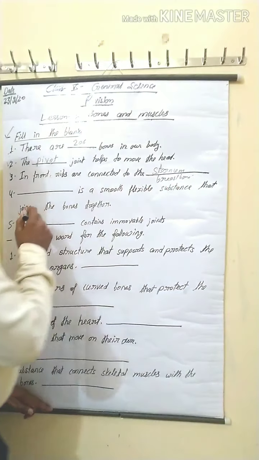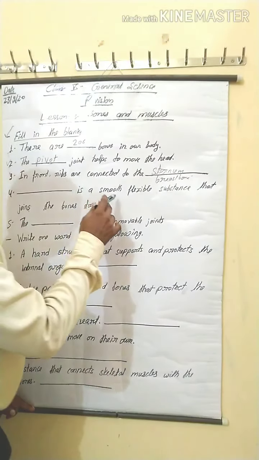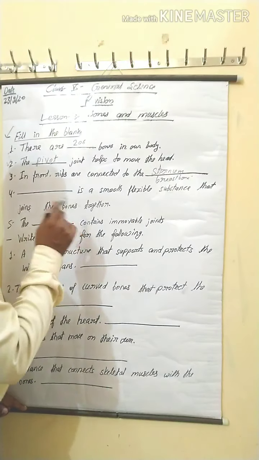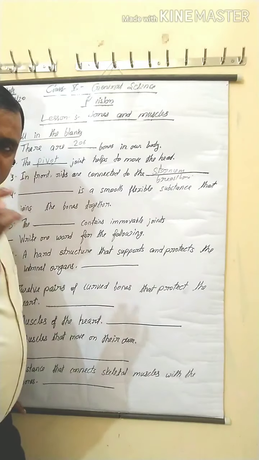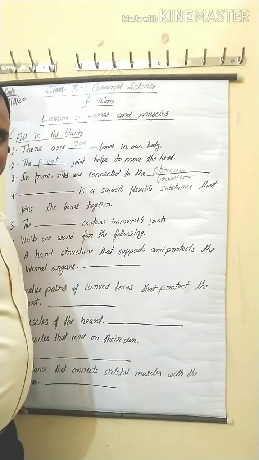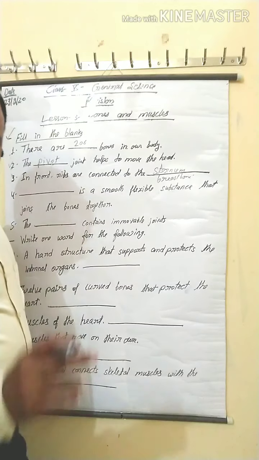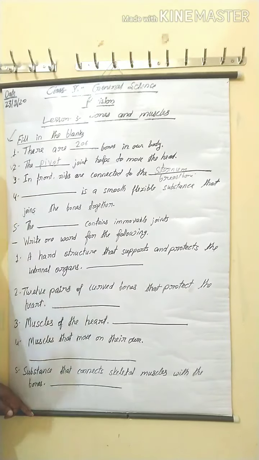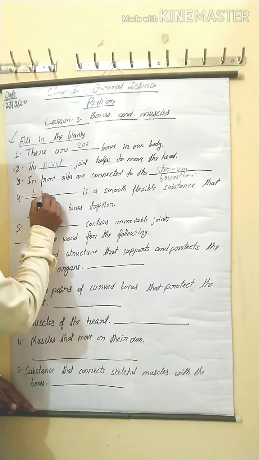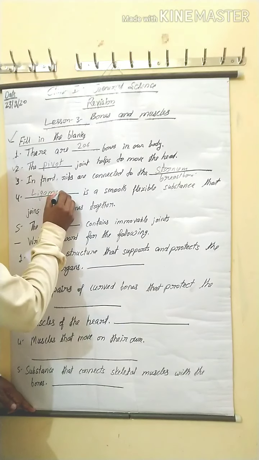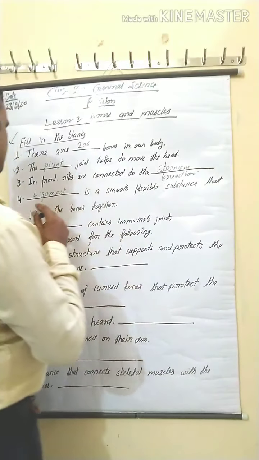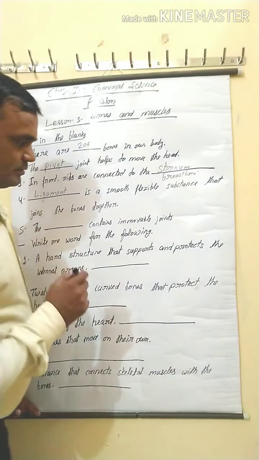Next, blank space is a smooth, flexible substance that joins the bones together. Which flexible substance joins bones together? You know that. What? Ligament. Ligament is a smooth, flexible substance that joins the bones together.